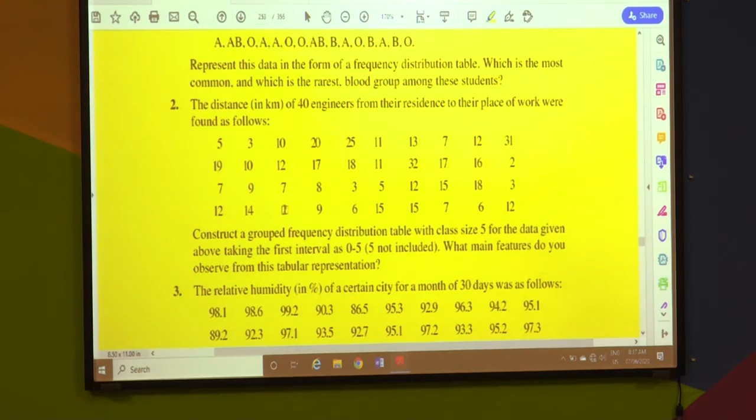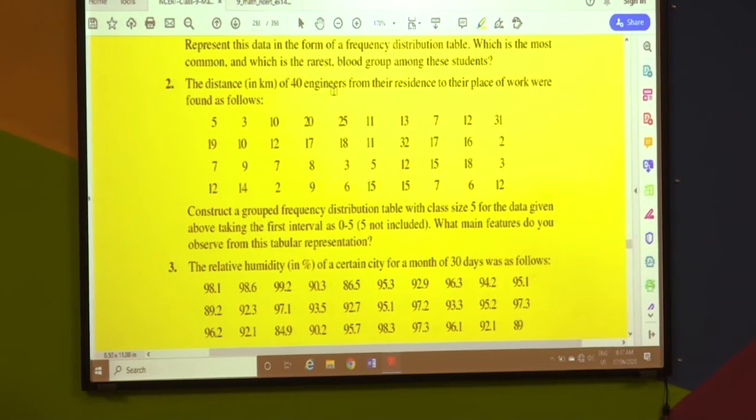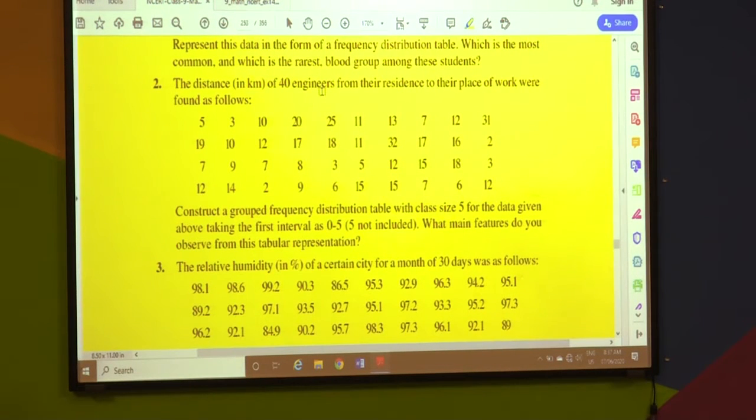The distance in kilometers of 40 engineers. Please understand the question carefully. The distance in kilometers of 40 engineers from their residence to their place of work were found as follows. Below, whatever values are given, these 5, 3, are nothing but distances in kilometers. The residence of the engineers from their workplace is how many kilometers?